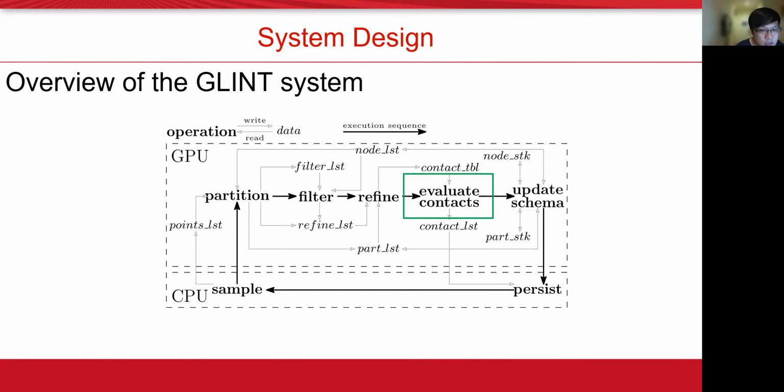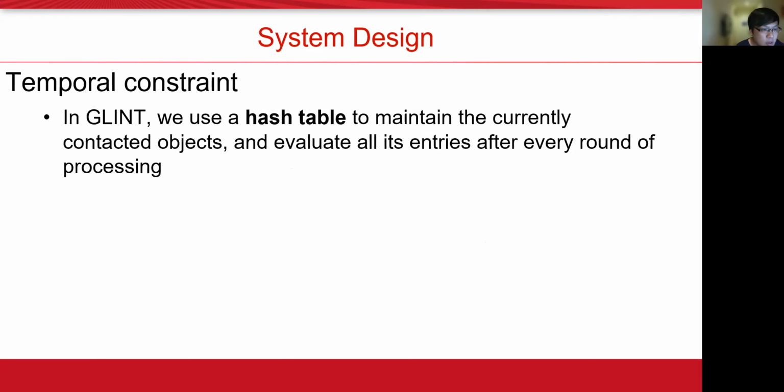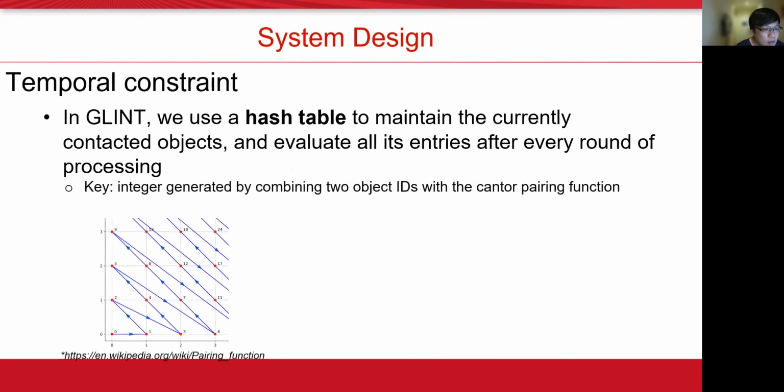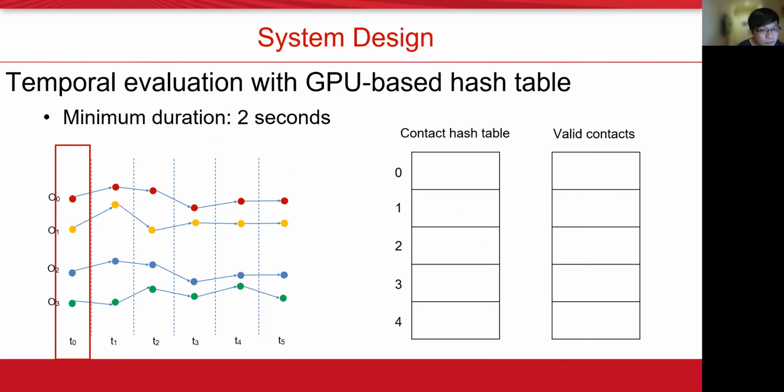Next, the retrieved contacts need to be further evaluated to fulfill the temporal constraints. And in Glint, we use a hash table to maintain the currently contacted objects and evaluate all its entries after every round of processing. The key of the entries in the hash table will be the integer generated by combining 2 object IDs with a pairing function. And the value will be the information of the contact, for example, the start and end time of the contact.